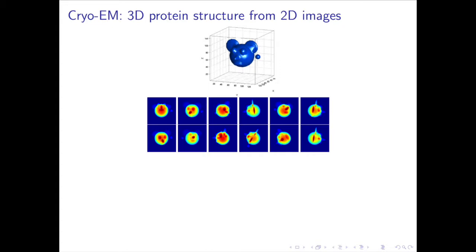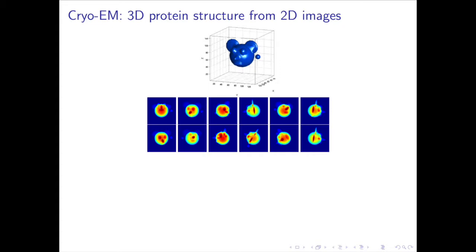So I'd like to start with the motivating application for which we'll build a model called cryo-electron microscopy, cryo-EM. This is an inverse problem. You want to get a 3D protein structure from 2D images. This illustration is a toy example. So you have Mickey Mouse, that's a 3D structure. And what you get to see are many 2D images indicated by the heat maps.